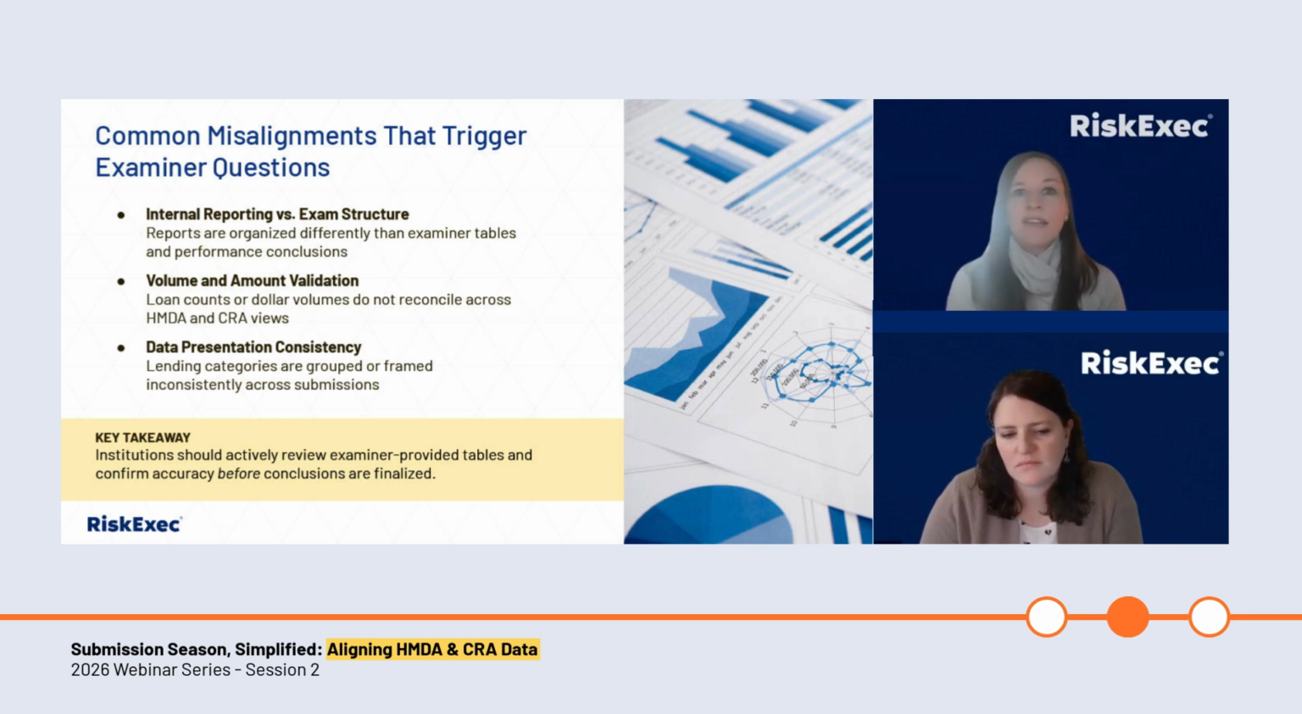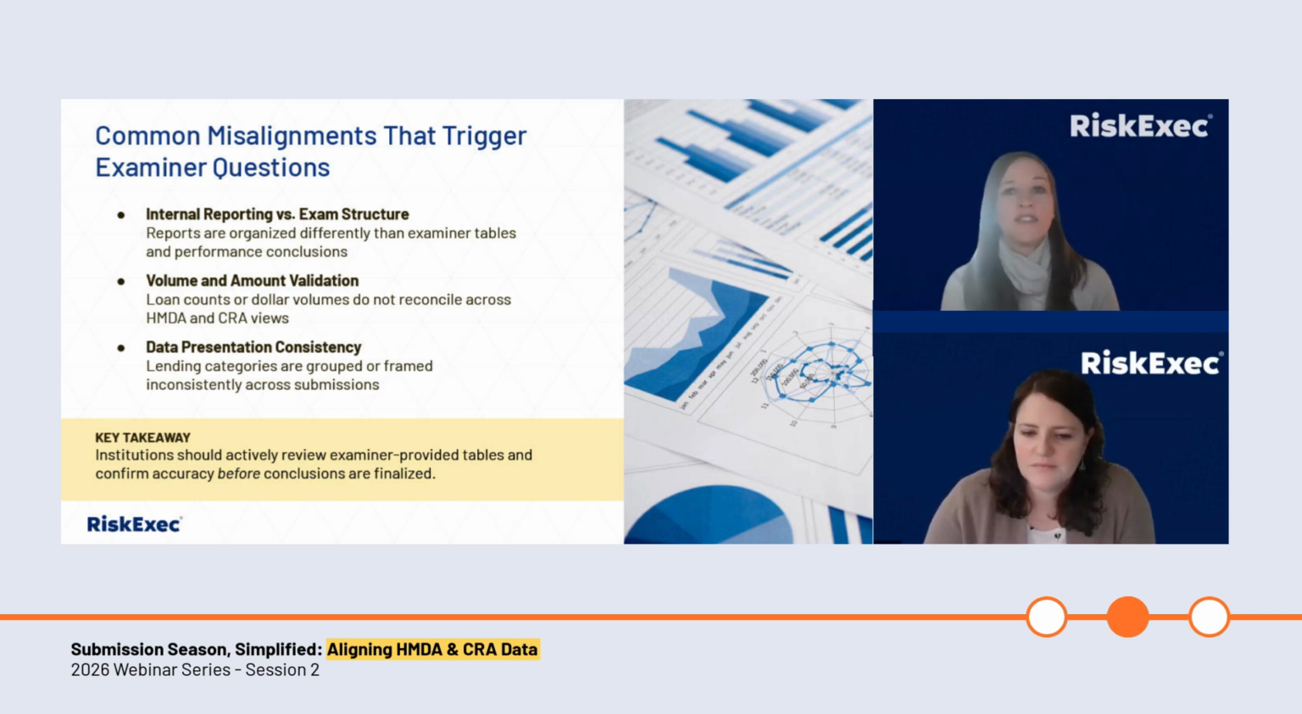Another element to keep in mind is the structure of tables and validating volumes and amounts. These kinds of questions might show up when examiners present you with your tables and say, hey, take a look, we're going to draw our conclusions based on these tables. If your institution has taken a different approach, or even if lending categories are rolled up differently than how you've approached it internally, this can raise some questions that as an institution, you'll want to make sure that you can quickly absorb and answer. So of course the exam can proceed, but also you can know how you're being evaluated.